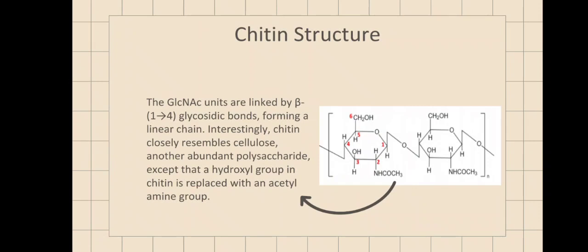Interestingly, chitin closely resembles cellulose, another abundant polysaccharide, except that the hydroxyl group in chitin is replaced with an acetylamine group. As you can see in the picture, it is found in the second group, which is the NHCOCH3. That is the acetylamine group.